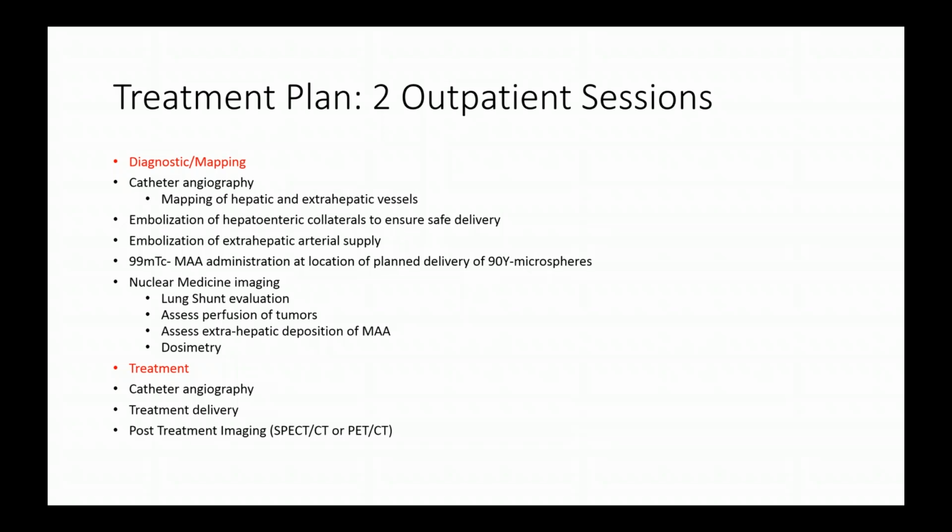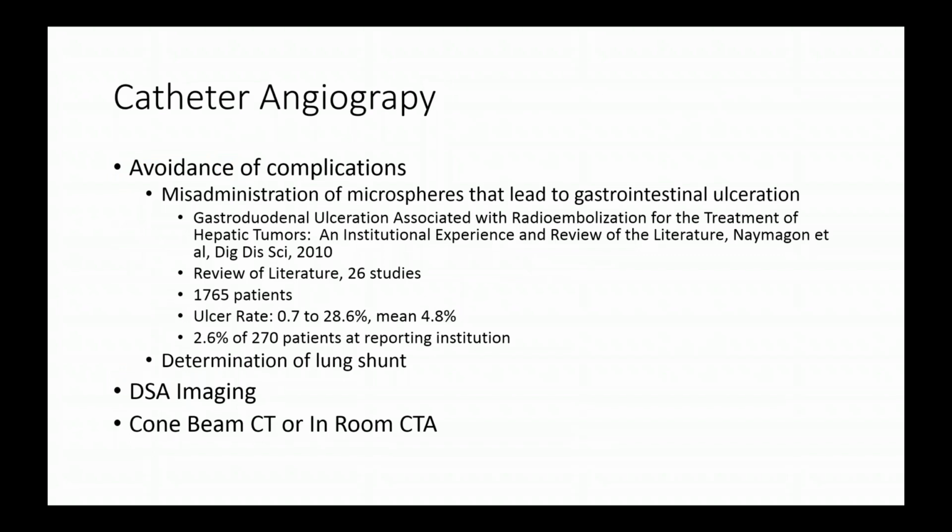Again, we need to avoid complications, and the thing we talked about before is the risk of depositing your activity outside of the liver. In the current climate, realistically, based on some old studies back in 2010, people are still having 2.6% of patients developing ulcers. Realistically, in a good practice, this should be less than 1%.